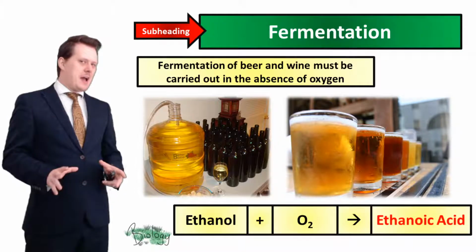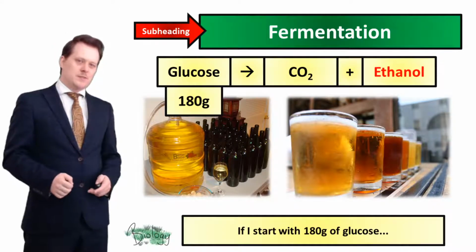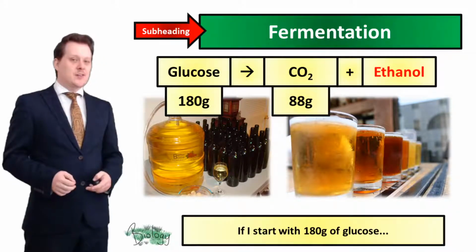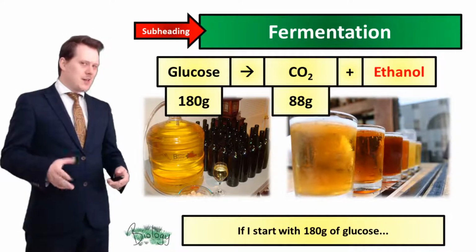Now we're going to have a look at how much ethanol we can produce with 180 grams of glucose. This results in 88 grams of carbon dioxide being produced, but how much ethanol does that yield?